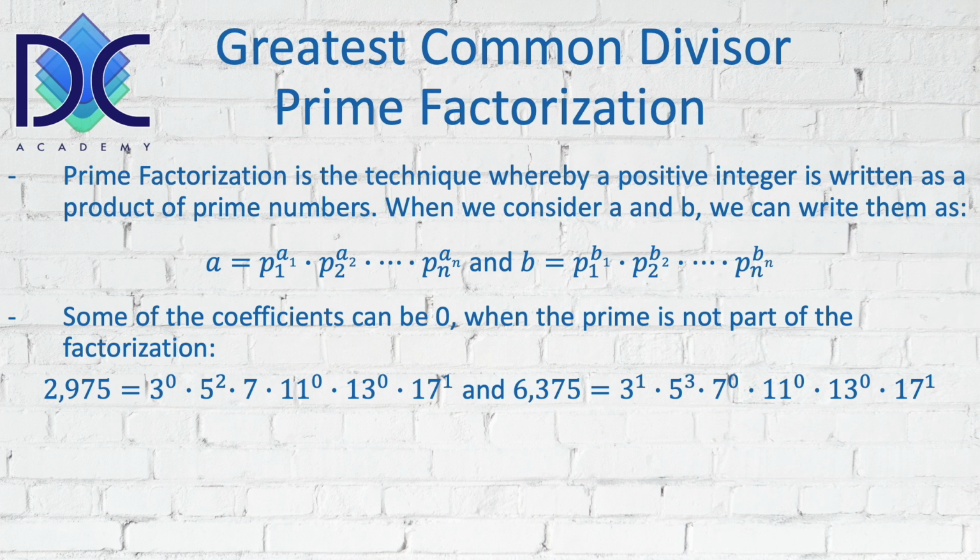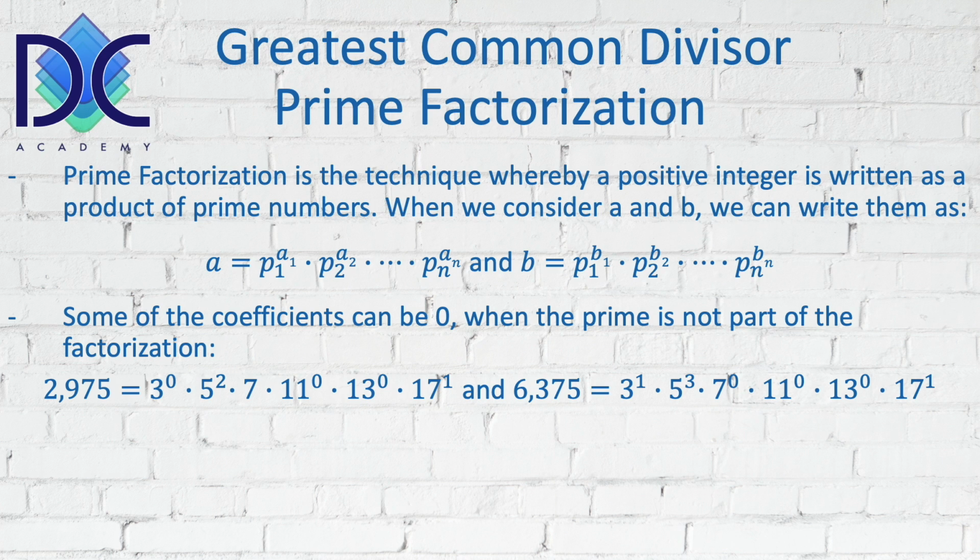So I have the factorization 3 to the power 0 times 5 to the power 2 times 7 times 11 to the power 0 times 13 to the power 0 and times 17 to the power 1. I could have left out those primes which have a power equal to 0, but I just leave them here so you see all the primes that I'm considering and that some of those powers are indeed equal to 0.